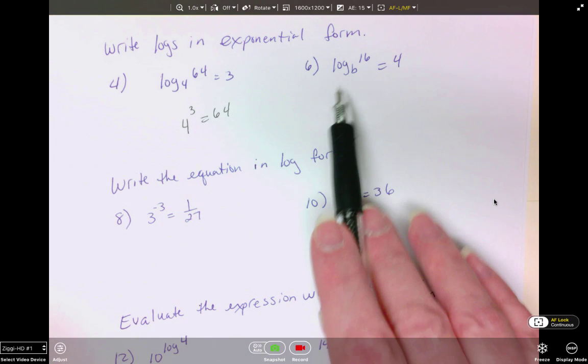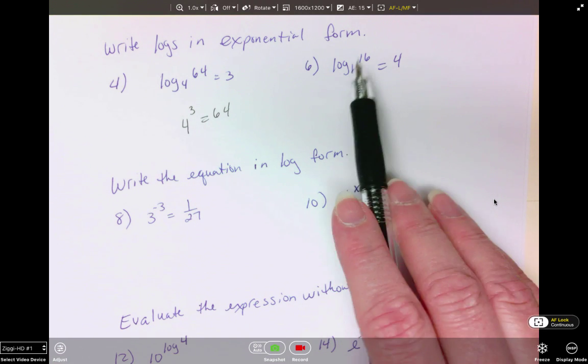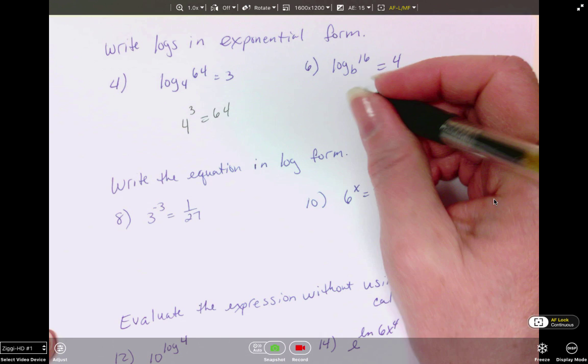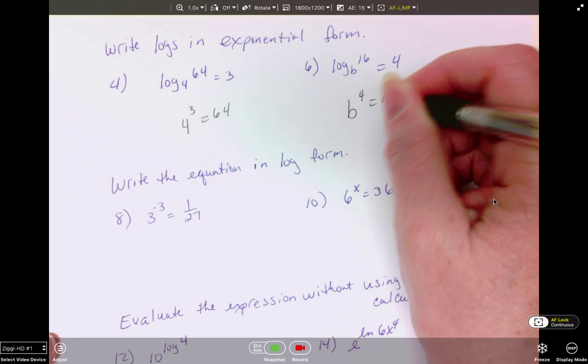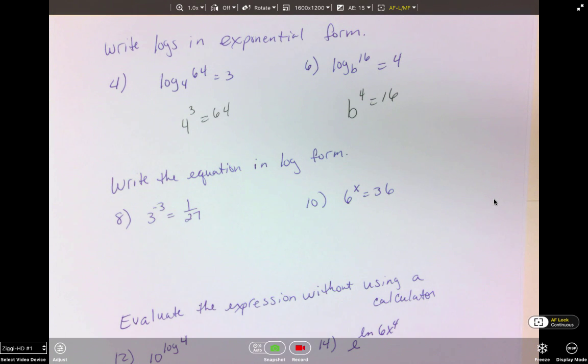So let's look at this one. We have log base b of 16 equals 4. So if we wrote this in exponential form, it would be b to the 4th is equal to 16.